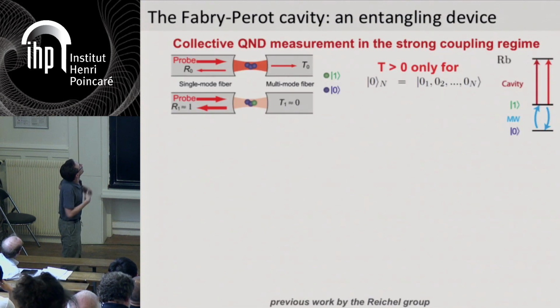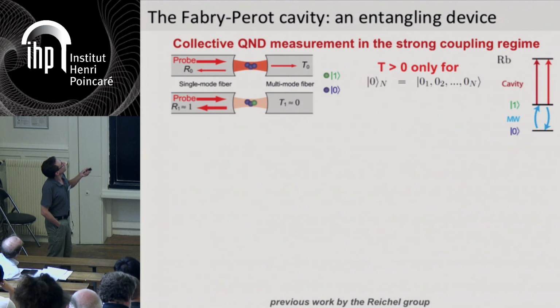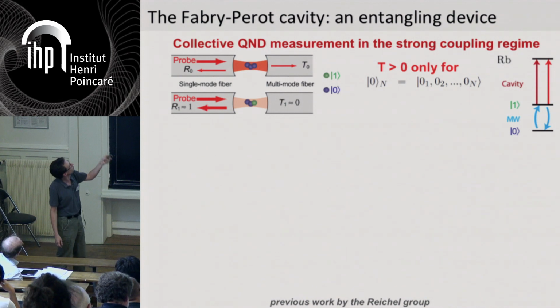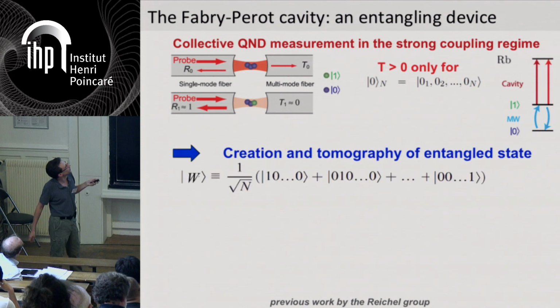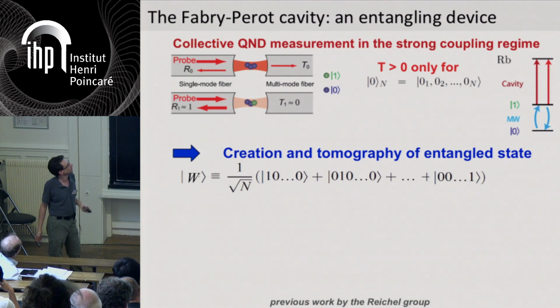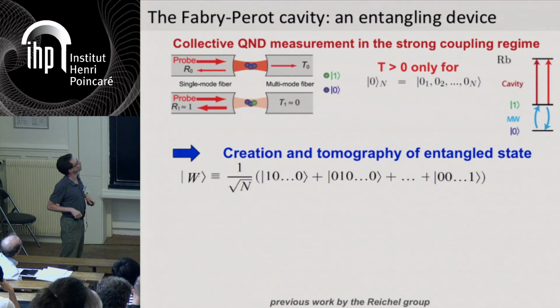The cavity is a nice entangling device. If you put yourself in the strong coupling regime, 1 atom coupled to the cavity is enough to block the full transmission, which means that as you measure the transmission of the cavity, you can differentiate between the state where all the atoms are in, say, the 0 state of the 2-level system, and any other situation where at least 1 atom is in the 1 state. So as long as there is at least 1 atom in the state 1, this will block the cavity transmission, and it will transmit only if all the atoms are in 0.